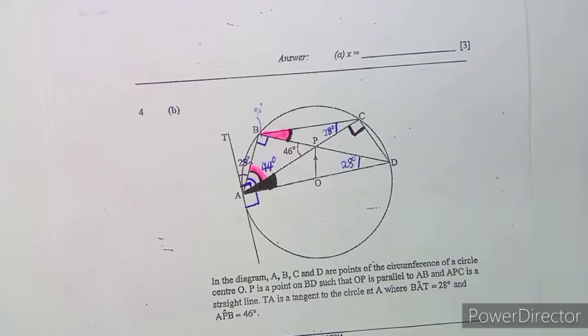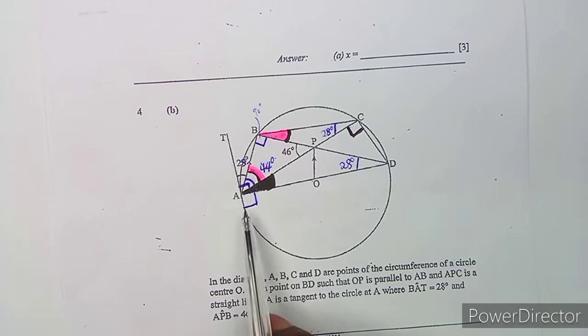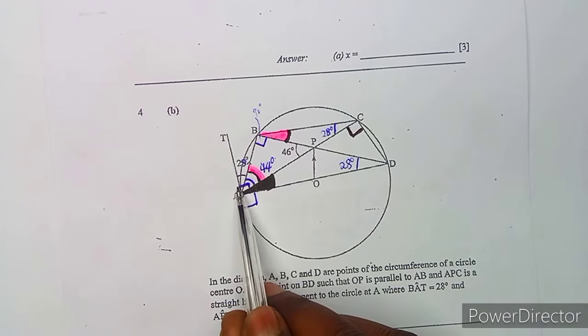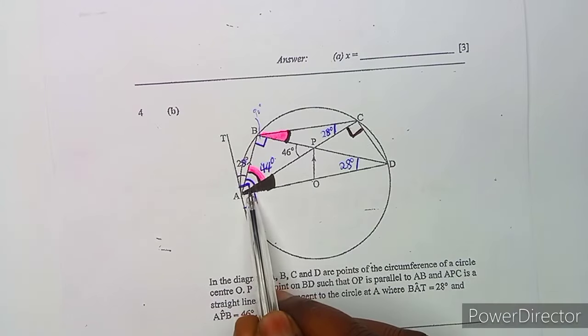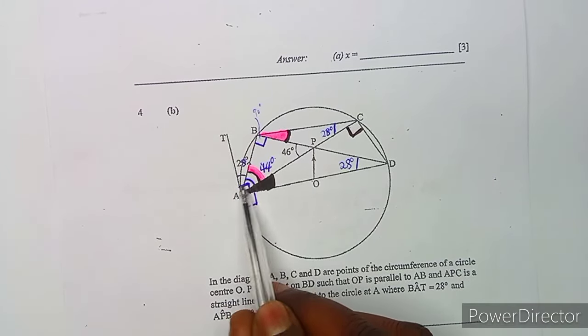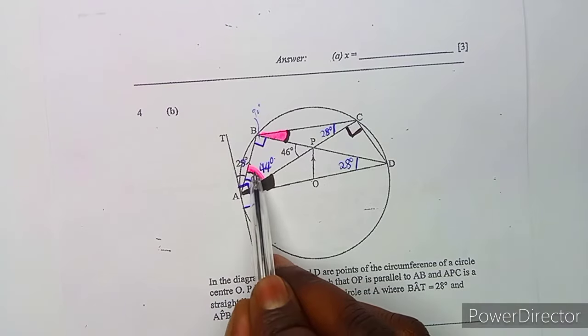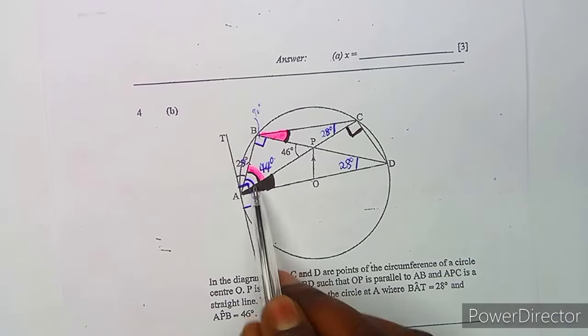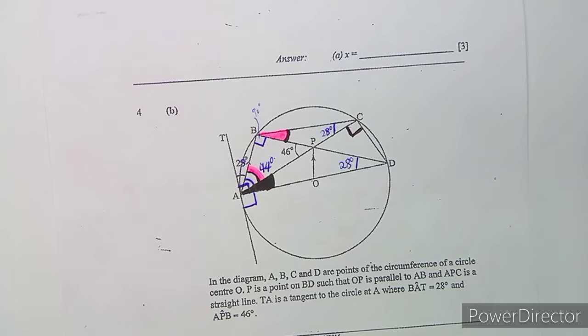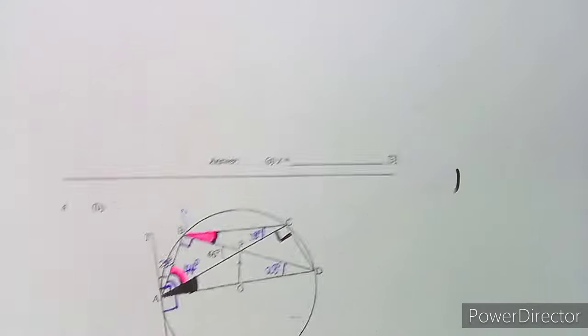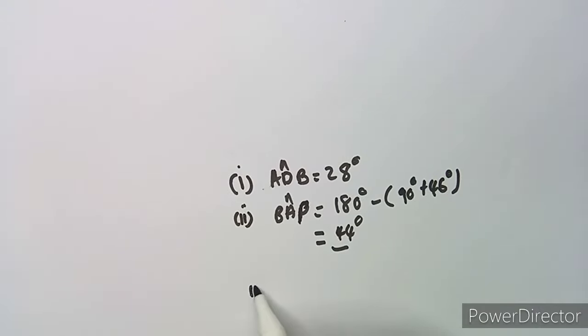So how am I going to find any one of these? Remember I told you about this 90 degrees, guys. When I said this whole angle here is 90 degrees. And we know this is 20, and this angle here is 44. So what about this angle here? I'm going to subtract all those angles from 90 degrees. Okay, that's our item 3.